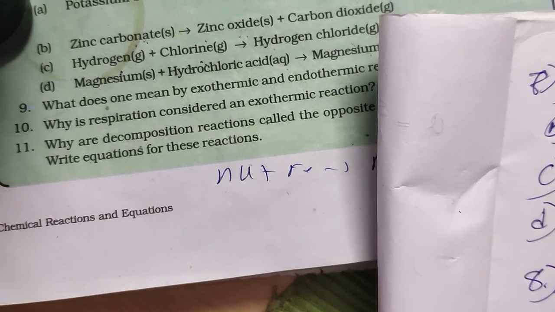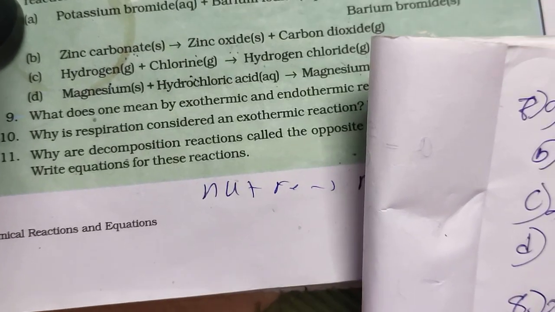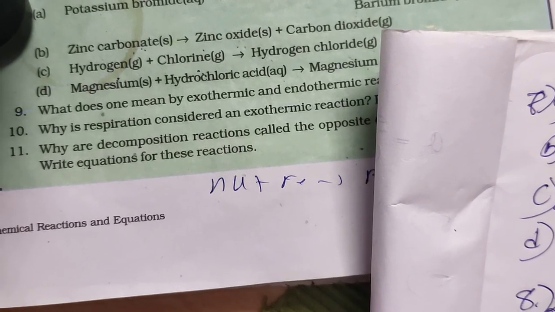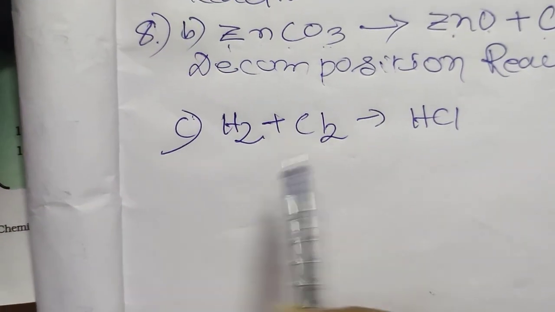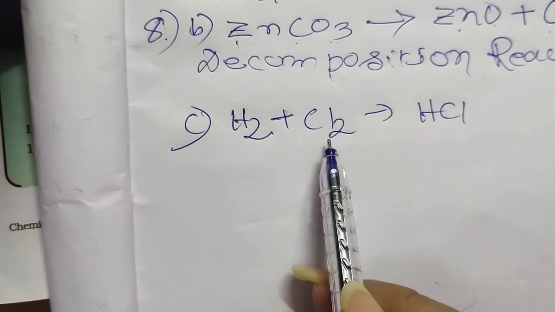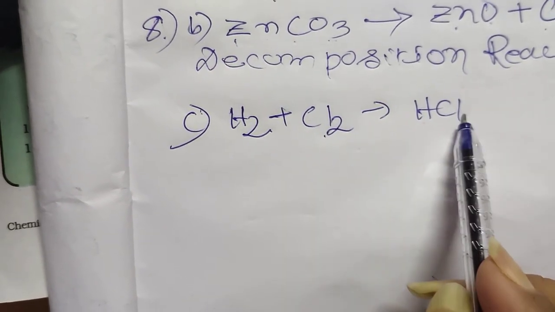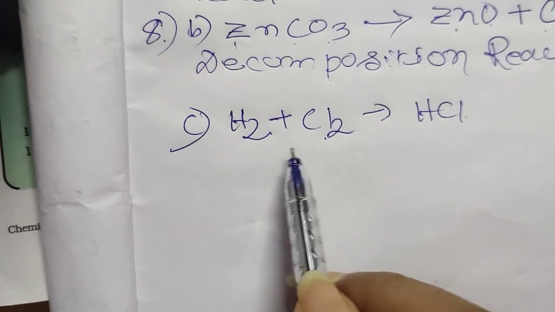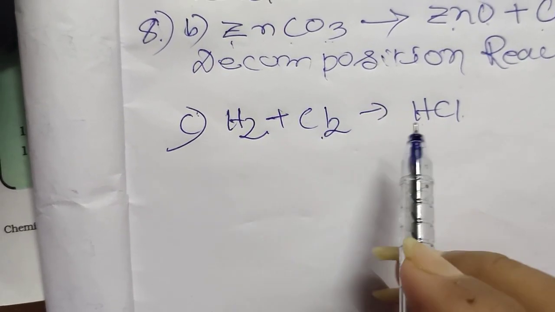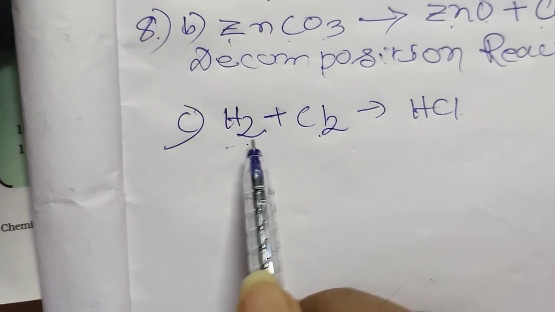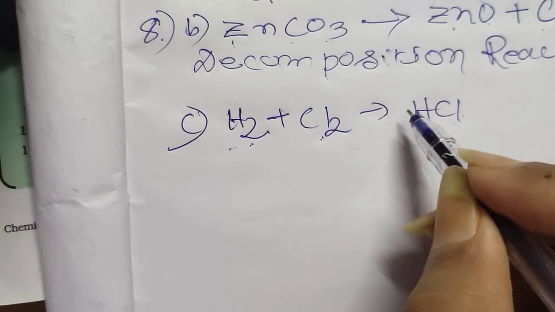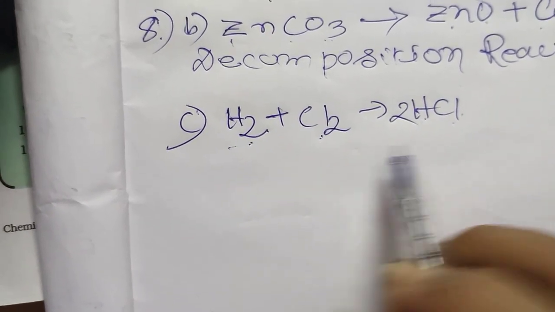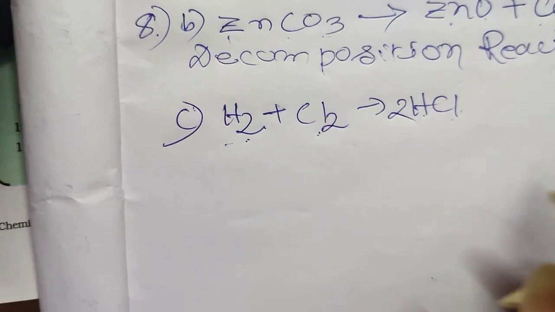That is, hydrogen H2 plus chlorine Cl2 will give rise to HCl. Now count the number of atoms on each side. The number of hydrogen atoms on the reactant side is 2, here it is 1. Chlorine is 2, here it is also 1. So you should just put the digit 2. Then you see the number of atoms on each side will be equal to each other.